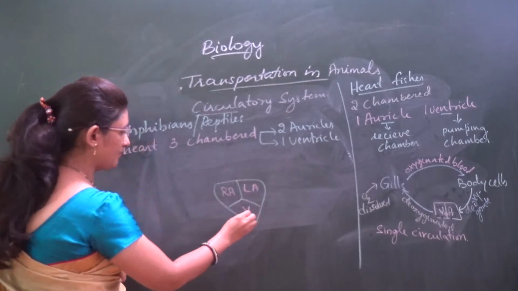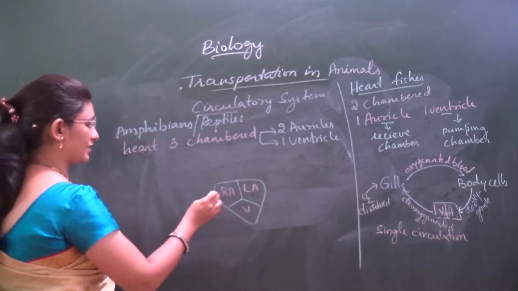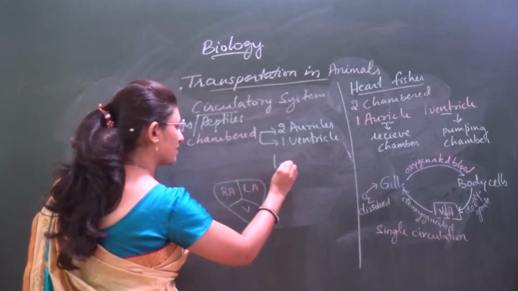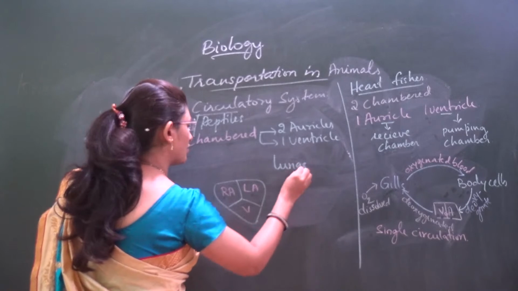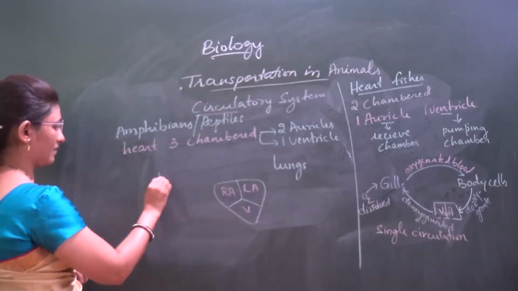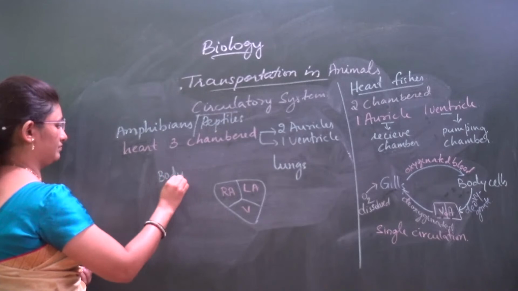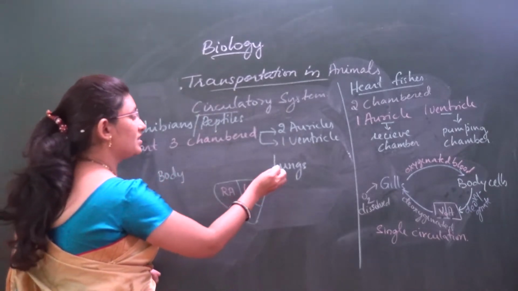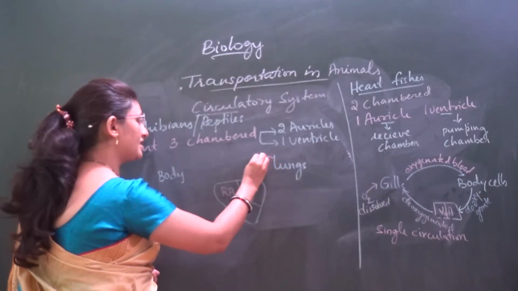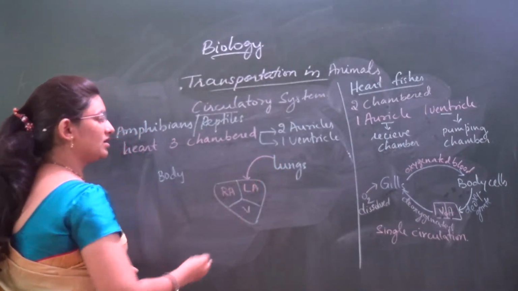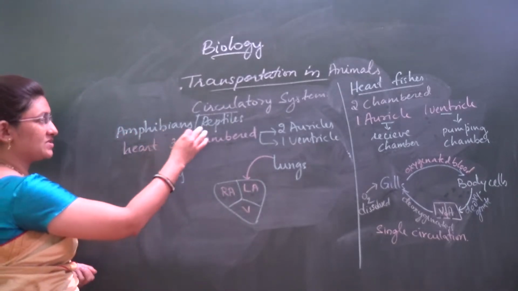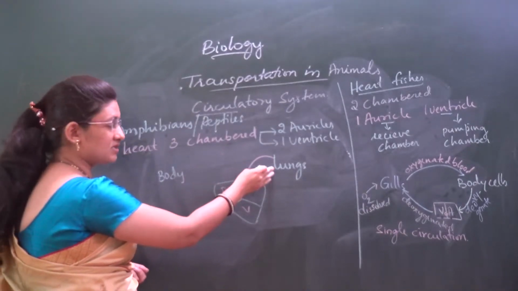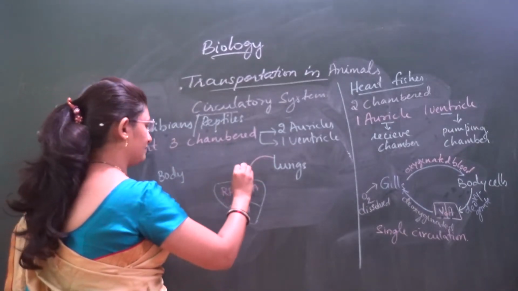It is the left auricle, the ventricle, and right auricle. In case of the amphibians and reptiles, the lungs are the respiratory organs. Here, from the lungs, the oxygenated blood enters into the left auricle. In case of amphibians as well as in case of the reptiles, the oxygenated blood from the lungs enters into the left auricle.